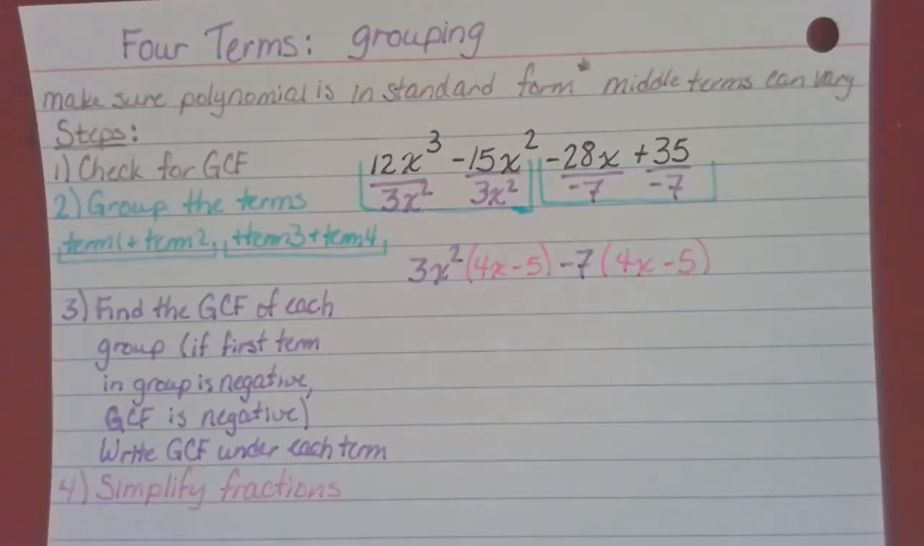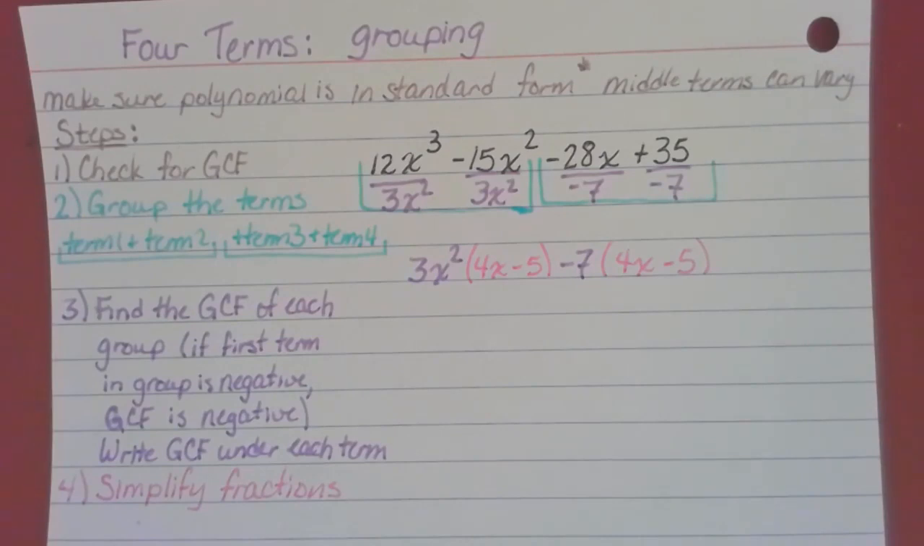So when we simplify each fraction, we're going to have our GCF outside of the parentheses, which is the 3x squared, and then 12x cubed divided by 3x squared is going to be 4x. And then a negative divided by a positive, so negative 15x squared divided by 3x squared is going to be a negative, and 3 goes into 15 5 times, and those x's are going to cancel out.